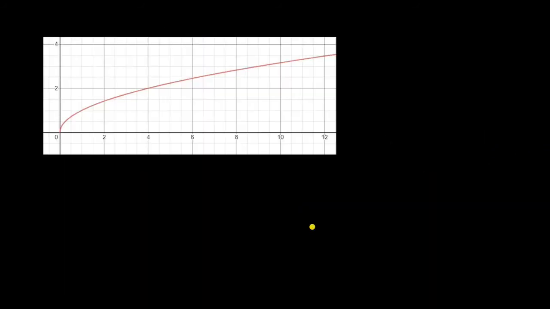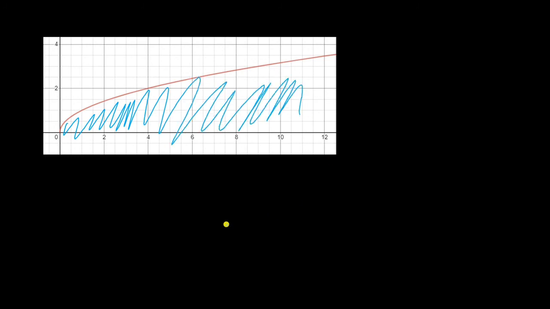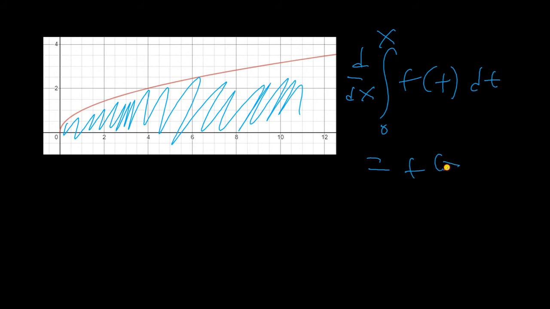The next topic is going to be the accumulation function. In this graph, as I keep going, more and more area accumulates under the graph. This can be written as the integral from 0 to x of f of t dt. This is the accumulation function. Notice that taking the derivative of the accumulation function gives f of x again. You might be given a graph of the accumulation function and asked a bunch of questions about it.